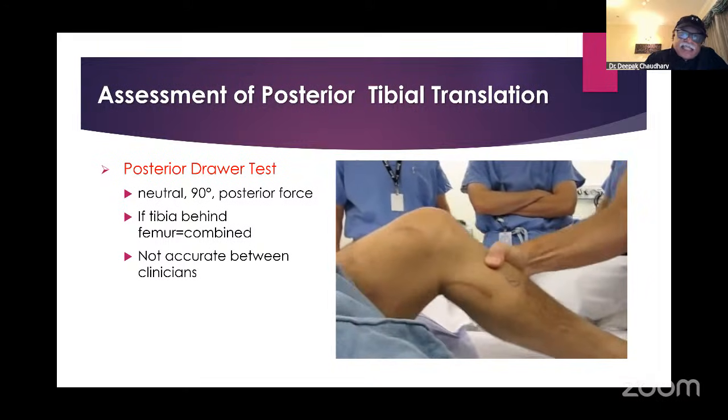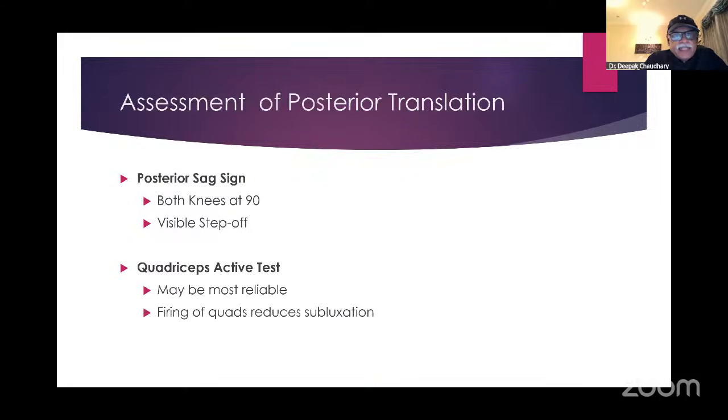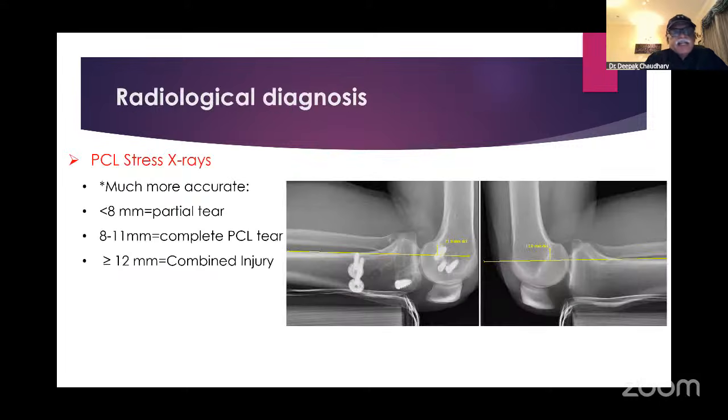And these tests can be further validated by the stress X-rays, which we routinely do in our practice. If the displacement of the tibia is less than 8 millimeters, it's a partial tear. If it is between 8 to 11, it's a complete tear.